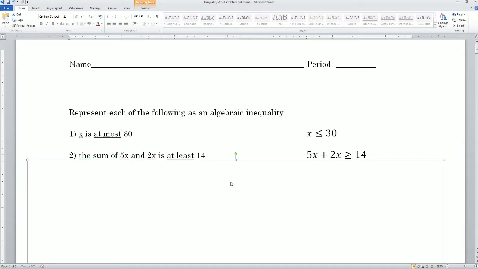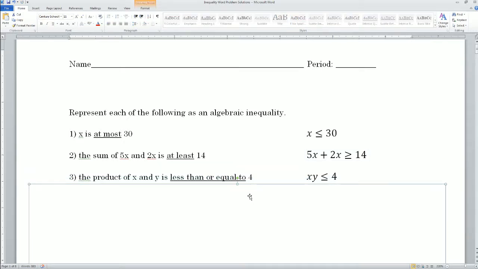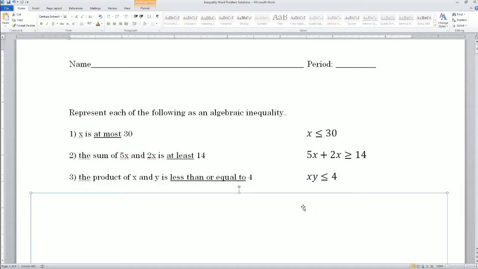The sum of 5x and 2x is at least 14. 5x, 2x, the addition symbol for the sum, and at least means it's greater than or equal to 14, because at least means you can be greater than that value. The product of x and y is less than or equal to 4. Product means it's multiplication, so x and y is less than or equal to 4, right?